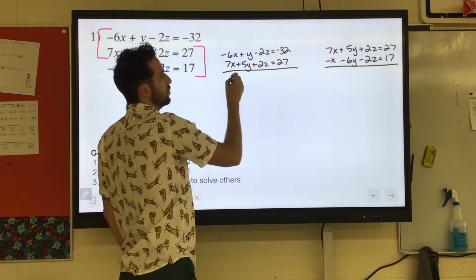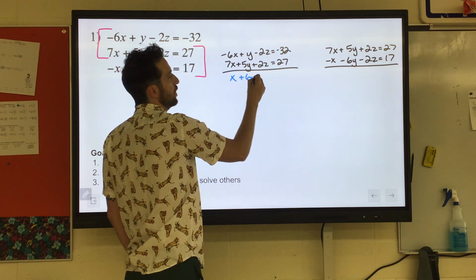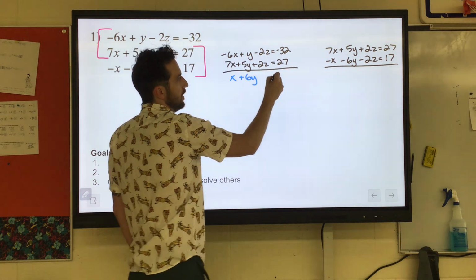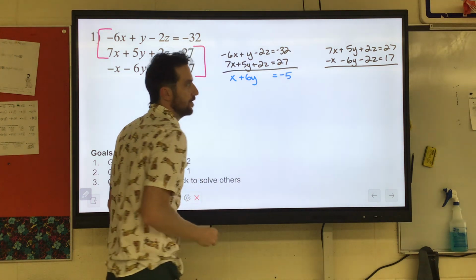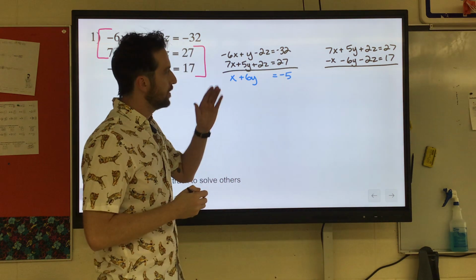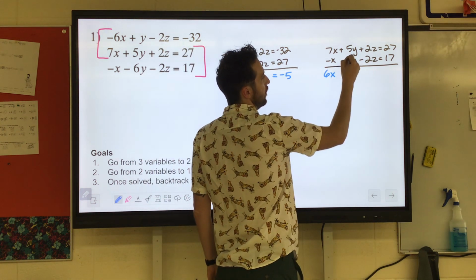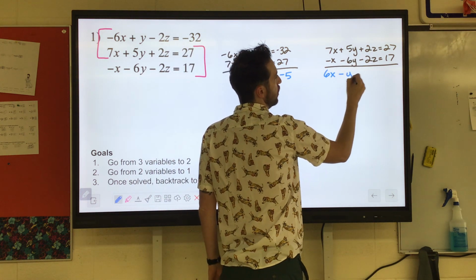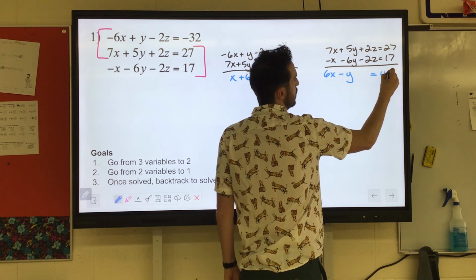Negative 6x plus 7x is 1x. Y plus 5y is 6y. The z's cancel out. And then negative 32 plus 27 is negative 5. On the right side, 7x minus x is 6x. 5y minus 6y is negative y. The z's cancel. 27 plus 17 is 44.